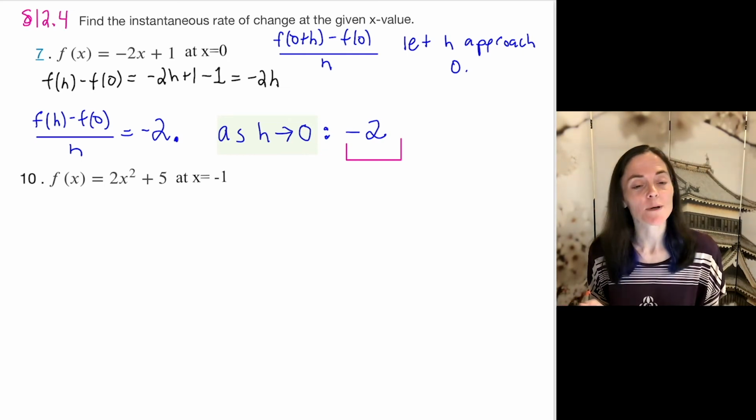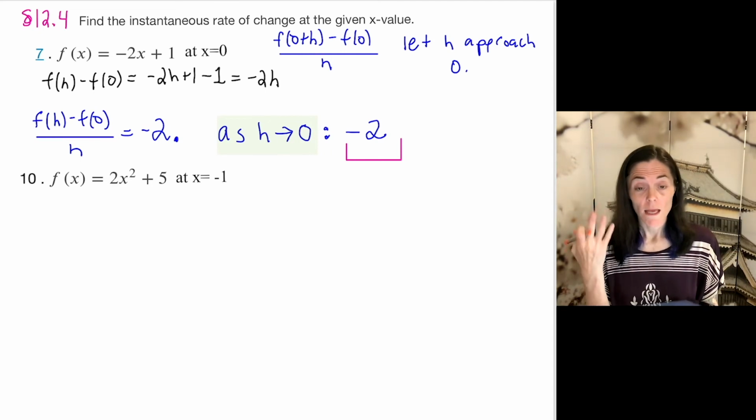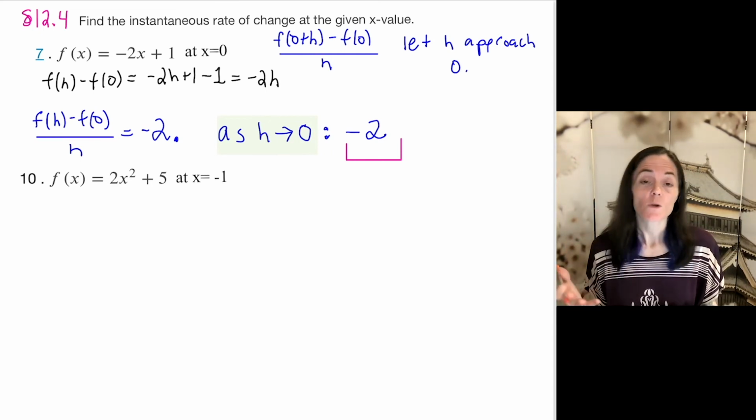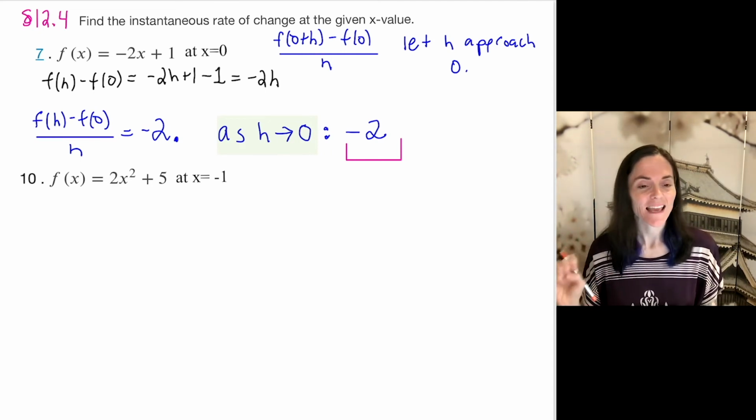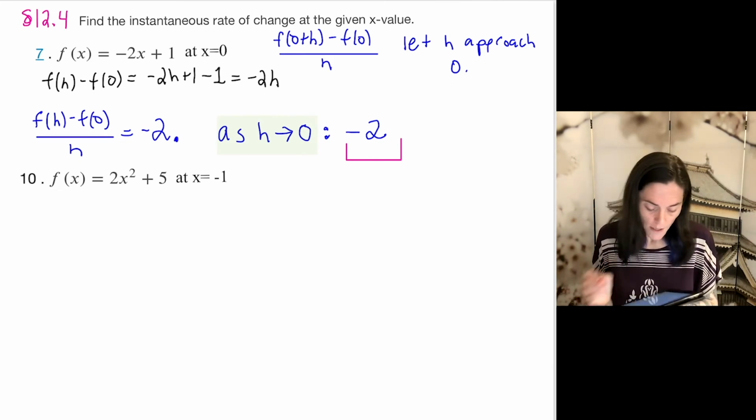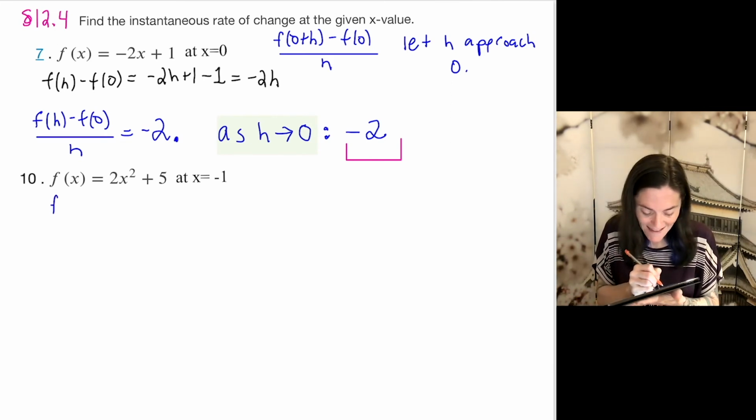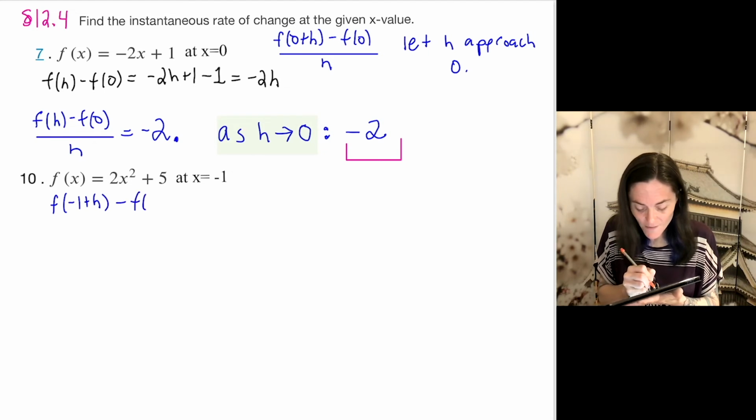Next question, number 10. We want the instantaneous rate of change of this quadratic at x equals negative 1. So this we want f of minus 1 plus h minus f of minus 1. And then we divide by h.